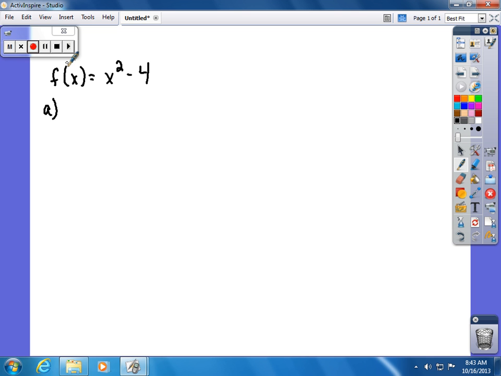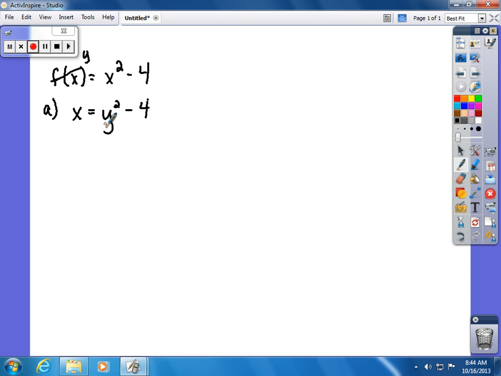If instead of this being a y, it says f of x, what I would do is actually start out by remembering that f of x is the same as y. So to find the inverse of a function, it's really very simple. You take your original equation and you flip where the x's and y's are. So I'm going to rewrite this as x equals y squared minus 4. Wherever I see an x, I'm writing a y. Wherever I see a y, I'm writing an x.